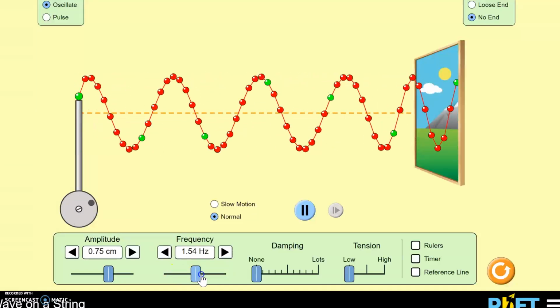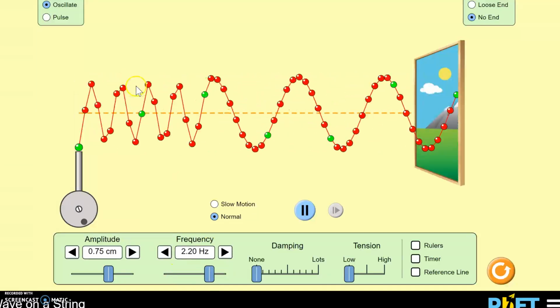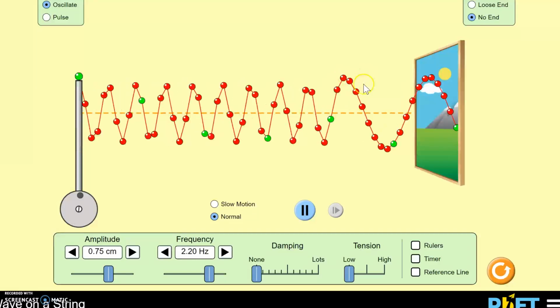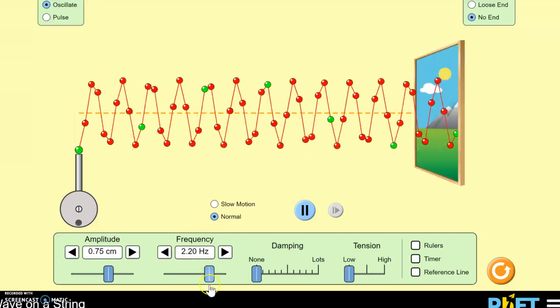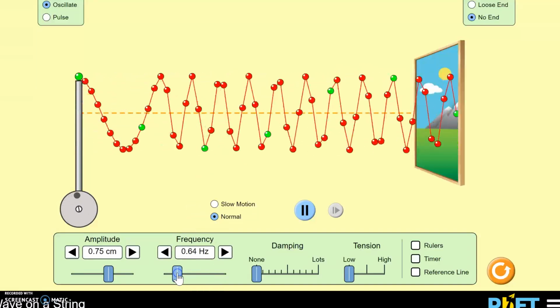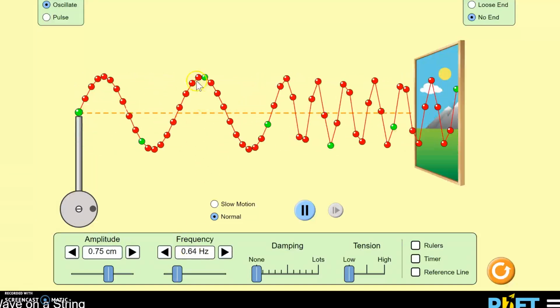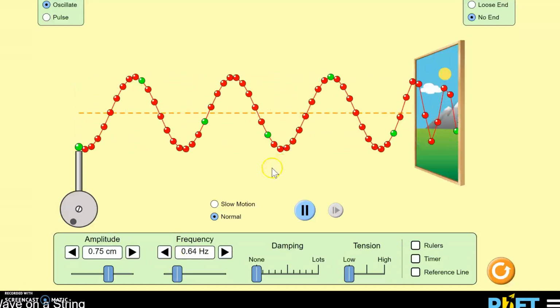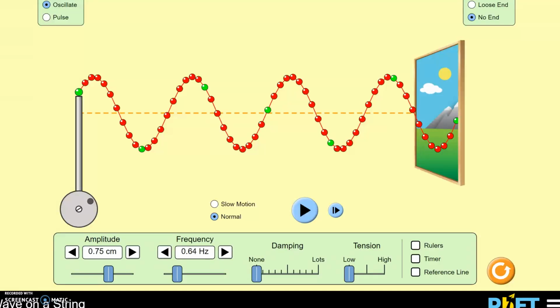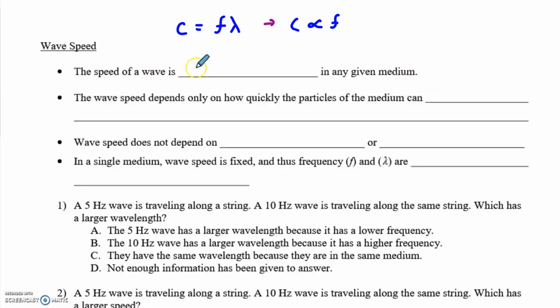And if we do it again, these highly frequent waves do not catch up to the less frequent waves on the right. They all travel at the same speed. You can follow them moving across, and they move at the same speed. So what we just saw is that the speed of a wave is constant.